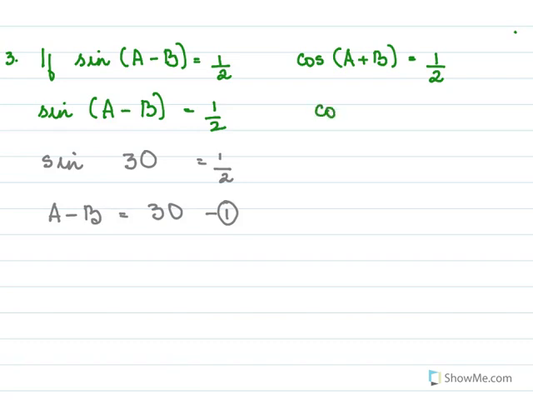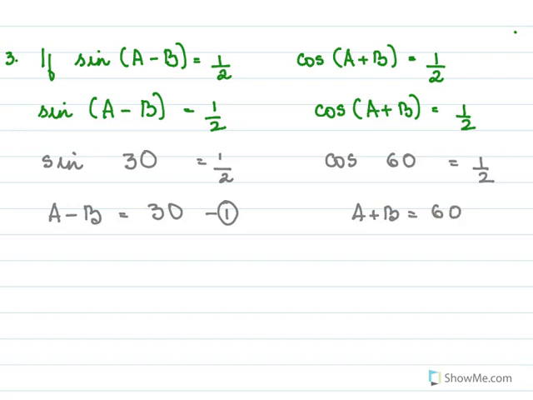Now for the next, it's given to us cos a plus b equal to half. We need to go to the table and find out cos of which angle is half. And if you go to the table, you'll find out that cos of 60 is half. So when we compare, we get a plus b equal to 60. So this is my equation 2. So I add equation 1 and 2 in the next step.